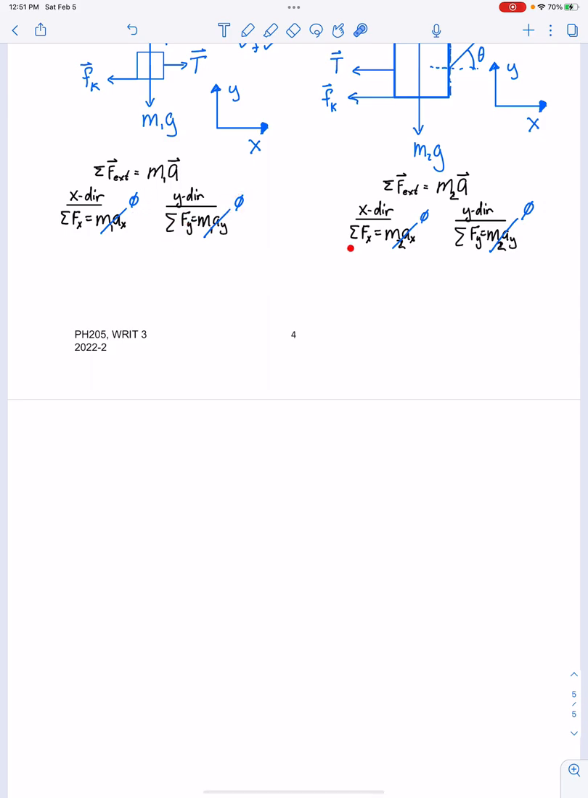And then for block 2, same. Add the forces in the x equal to 0, add the forces in the y equal to 0. Everything needs to balance out.